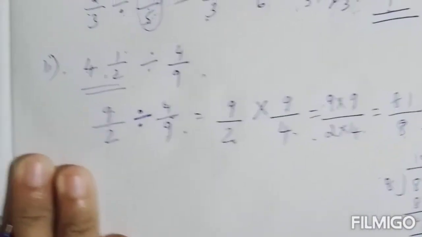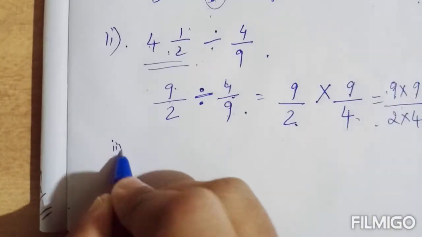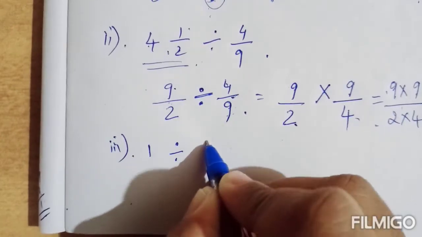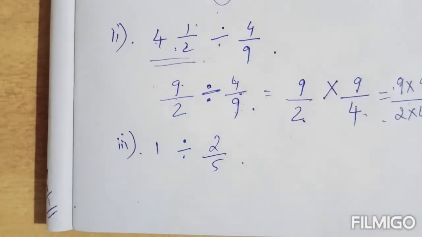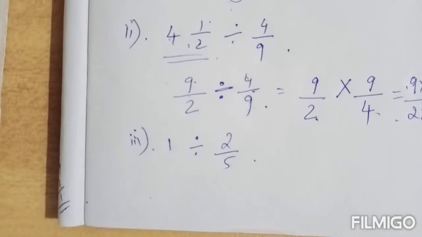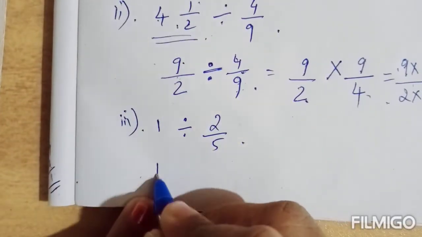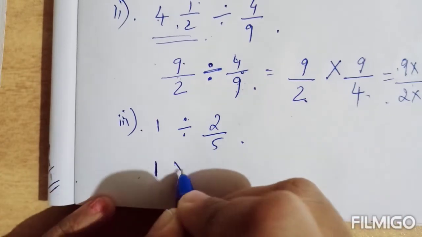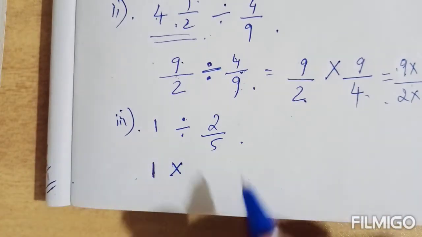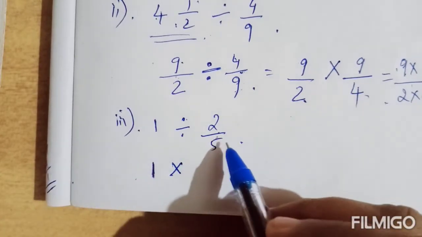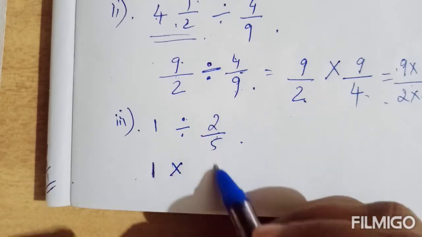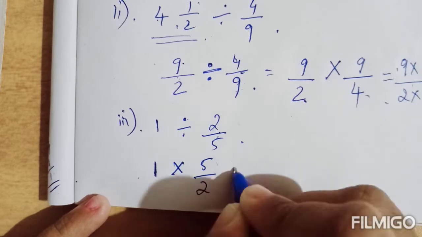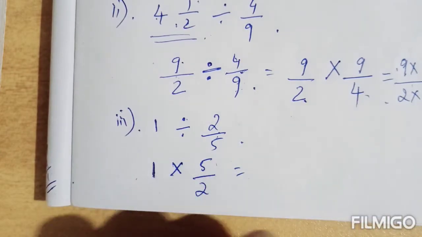Okay. Next third one. 1 divided by 2 by 5. So first fraction you can write that itself. 1, 1 itself you can write. Division sign, change that to multiplication sign. Next take the reciprocal of second fraction or divisor. So reciprocal of 2 by 5 is 5 by 2. Now you can find the product.